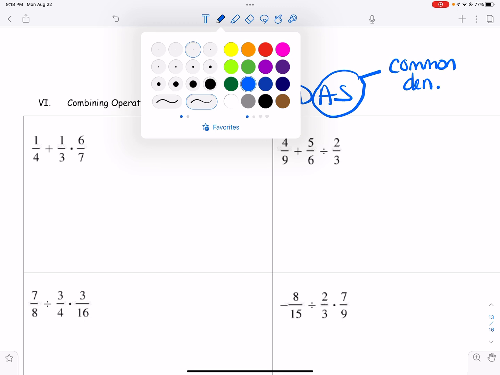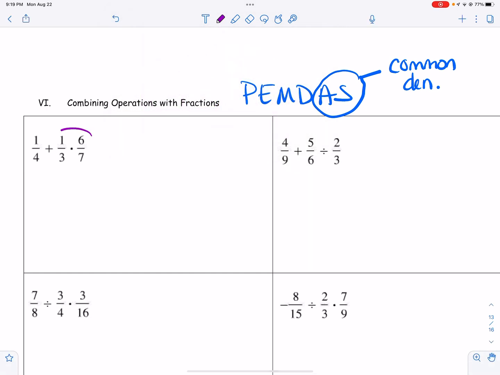So we're going to approach these by looking at this right here. Multiplication comes before addition, so I am going to multiply. And if I can, guys, I want to make sure that I can reduce to make it in the smallest number. So 3 goes into 3, 3 goes into 6. So 1 times 2 is 2, 1 times 7 is 7. So that replaces the multiplication. And then I'm going to bring down the 1/4.